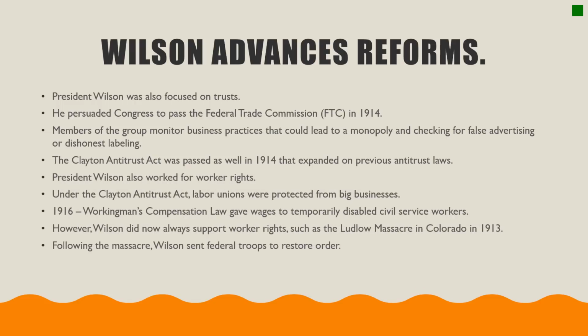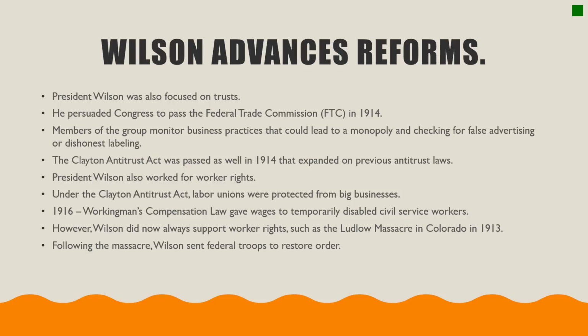President Wilson also worked for worker rights. Under the Clayton Antitrust Act, labor unions were protected from big businesses, and in 1916, the Working Man's Compensation Law gave wages to temporarily disabled civil service workers. So what that means is people like those at the post office were able to get wages if they were temporarily disabled.